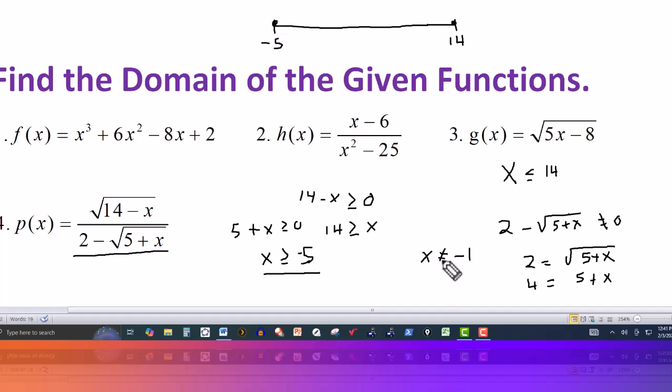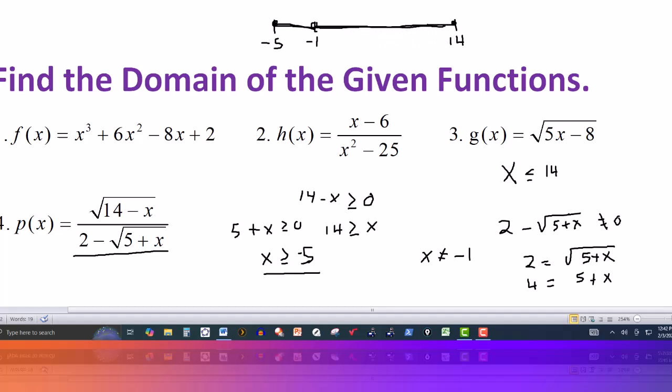And then what else is restricted? x cannot be negative 1. So let me put negative 1 over here somewhere. It cannot be negative 1, so this is open. For that, it's everything except negative 1. So this goes this way, this goes this way. You can see the intersection of all these regions, and it's going to be in here and in here. So the domain is contained between negative 5 and negative 1, everything in there, the negative 5 included, the negative 1 not. And then to the right of negative 1, the negative 1 not included, everything to the right, up to 14.